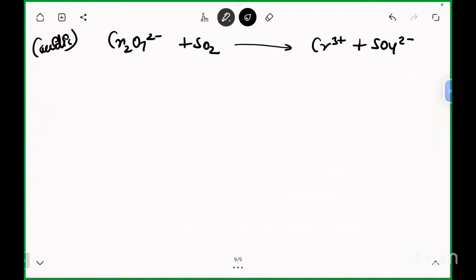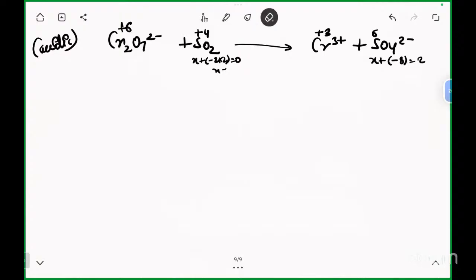So in the Cr2O7, it will be 2x plus minus 7 into 2, that is equal to minus 2, so 2x is 12, x is plus 6, and it will be plus 3 here. Sulfur here, x plus minus 2 into 2, that is equal to 0, x is equal to plus 4. Here plus 4, the right hand side x plus minus 8 is equal to minus 2, here 6. So Cr is getting reduced while the sulfur is getting oxidized.